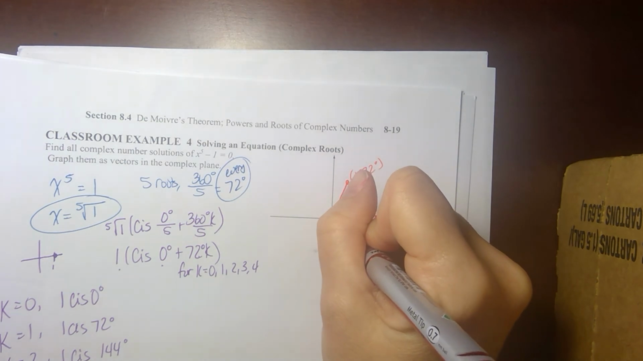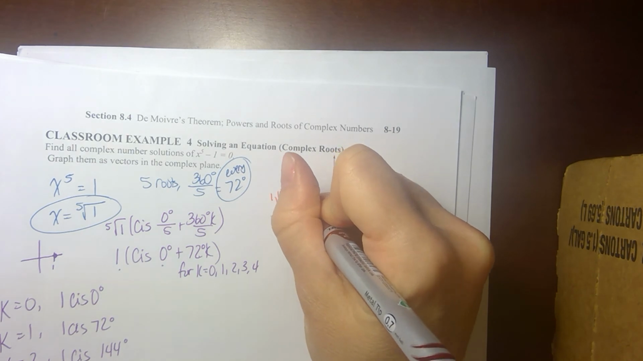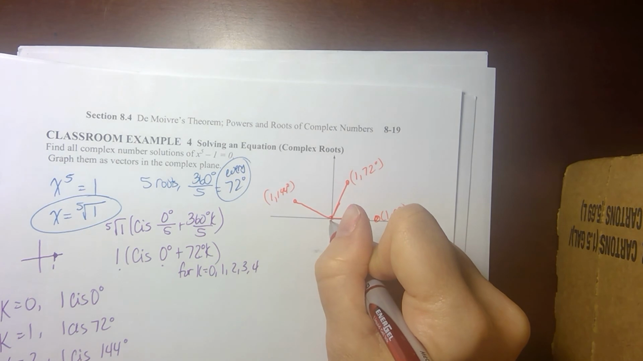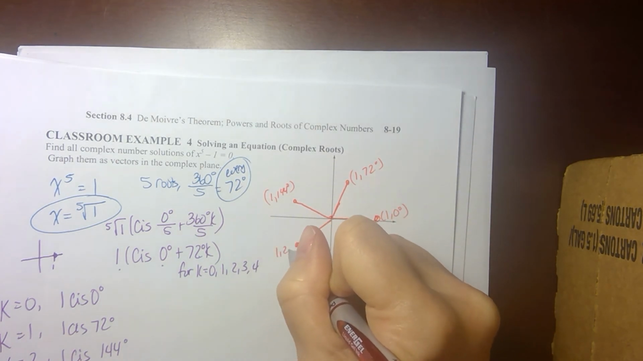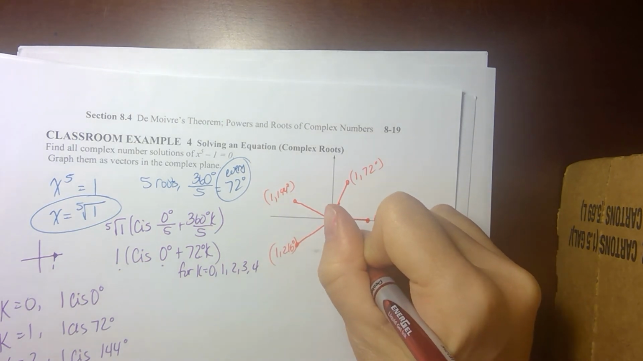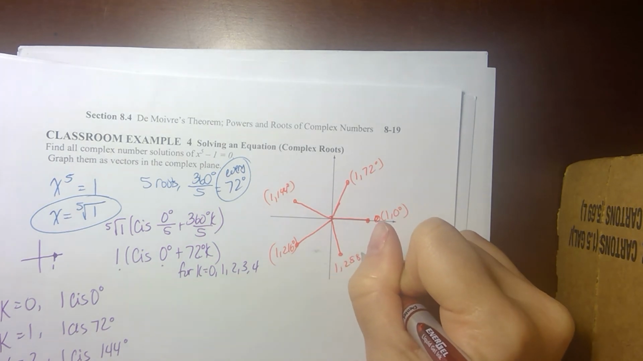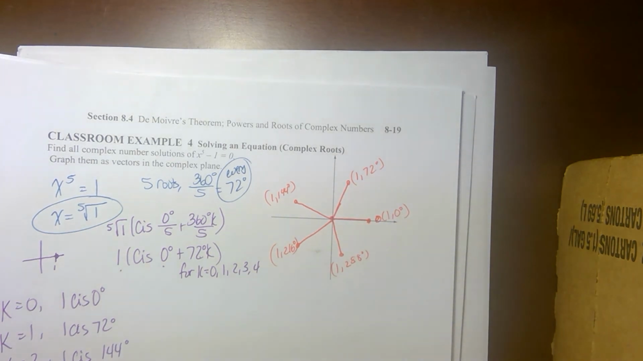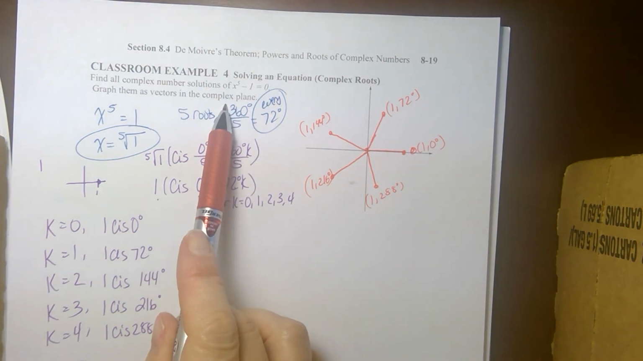I think I'm going to go with right about there. So 144. And then we have 216, which, ish, maybe about there. 1, 216. And then our fifth root is 1, 288. Okay, that doesn't look bad. So there is a graphical representation in the complex plane. Now, we gave polar coordinates because we are in our complex plane.